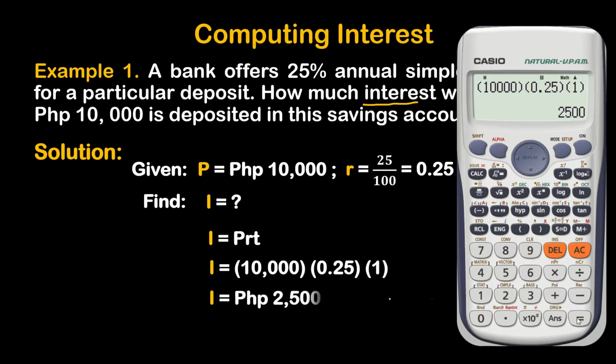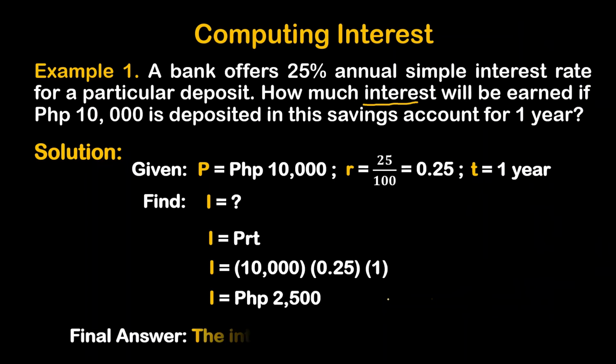So that means the interest is equal to 2,500. So that means for our conclusion, para sa ating conclusion, the interest earned is 2,500 when 10,000 pesos is deposited in the savings account for 1 year. So that's our final answer for example number 1. Now let's proceed to our second example.